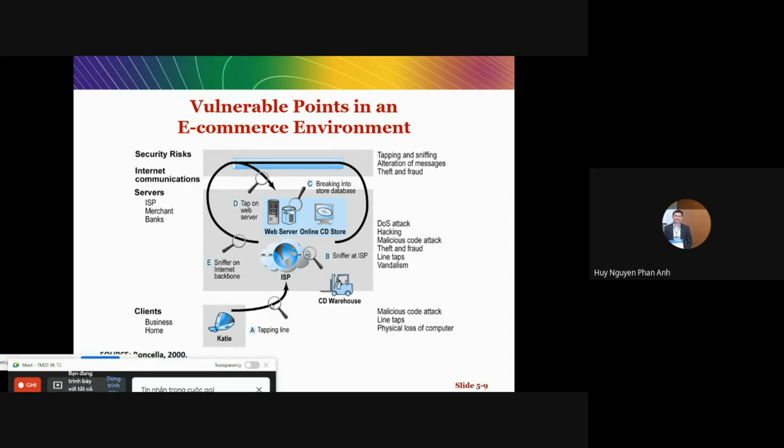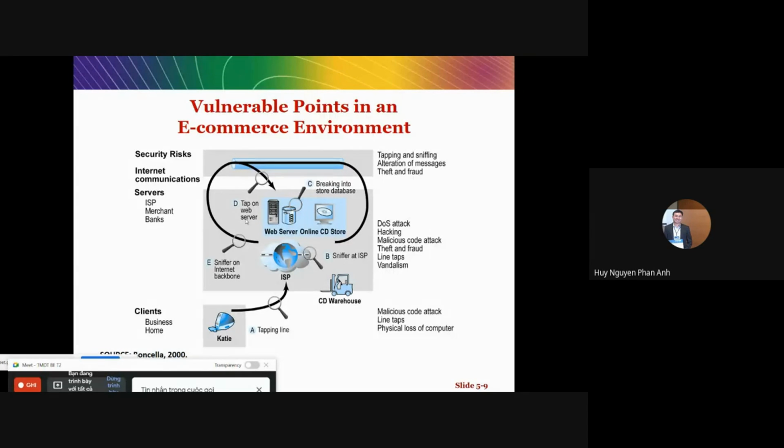They can access the information online from KD to the ISP, which is the internet service provider. Okay, and they can tap the line here. B. They can sniff at the ISP. They can attack directly at the ISP here. C. Breaking into the store database. They will attack directly the store server, those are the databases.